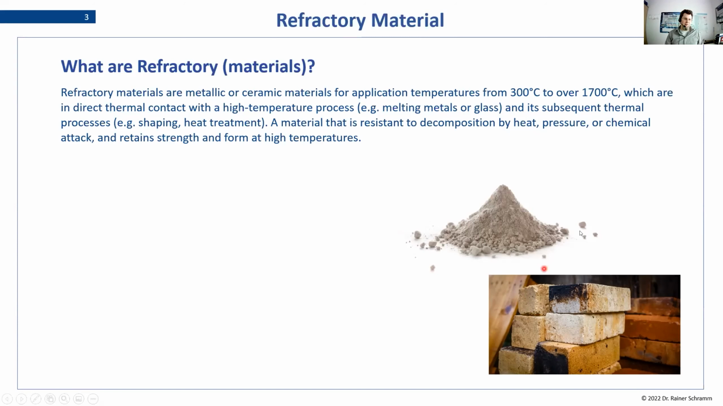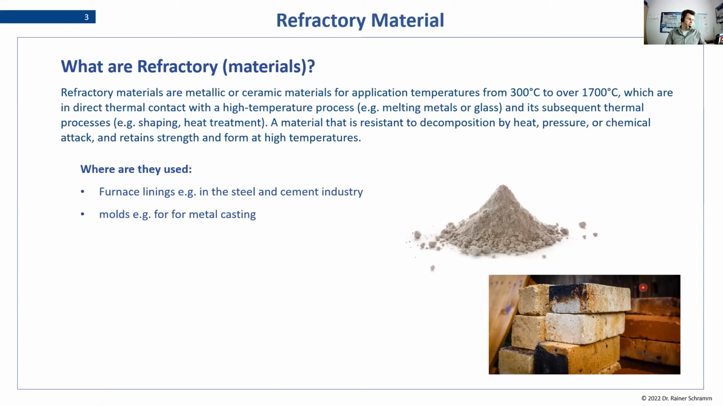In reality, what we are talking about is powders, or even these bricks. The German word here is Schamottsteine, which is basically the brick wall inside, for example, a converter or an oven for melting metals. So it's a wall that is built from these bricks inside, and it gets replaced every now and then.